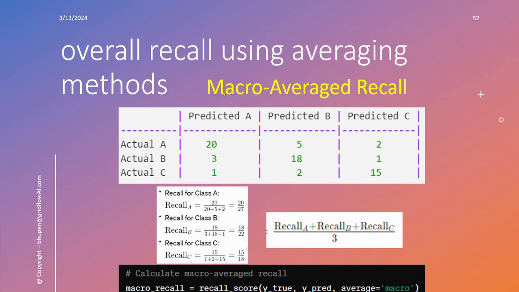The other variation is macro, which is about recall for every class. So you compute the recall for every class and then average them. That can be easily computed by using recall score, labels, actual and predicted, and pass the argument macro.